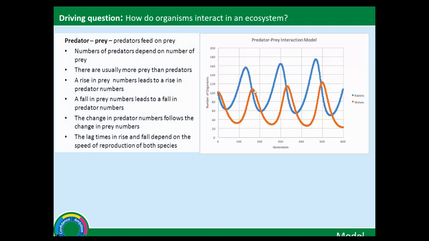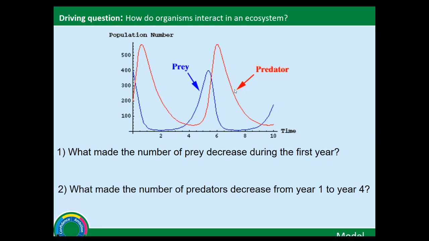Another thing I need to point out is there are usually more prey. That's why the peaks of the blue graph show there are usually more prey than predators. If there are more predators than prey, then there will be no prey. So you've got to remember there are usually more prey than predators. Okay. Now, here's a question for you to try out. I'll display the answers.